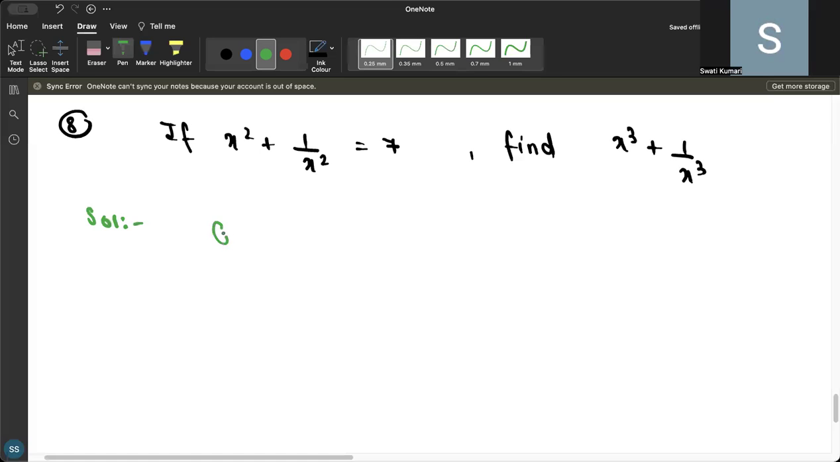You can just start your answer with the given information, which is x squared plus 1 by x squared equals 7. Now here I'm going to do something. Here I'm going to add 2 on both the sides.